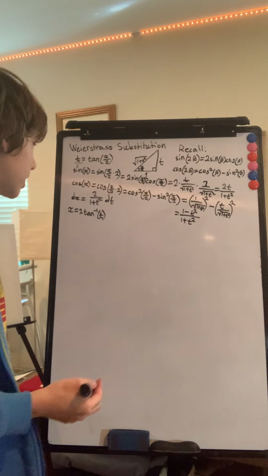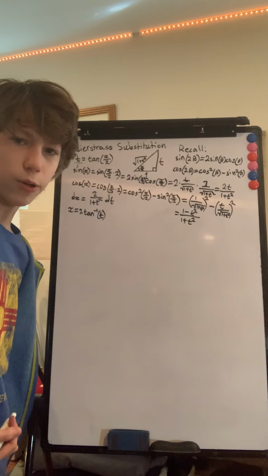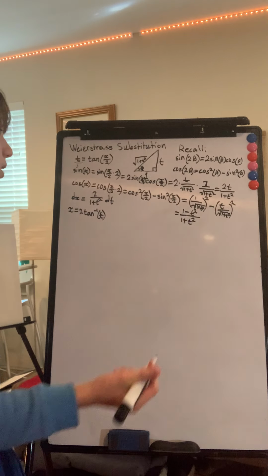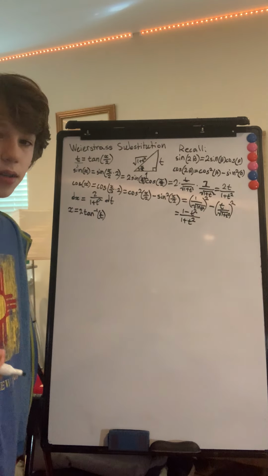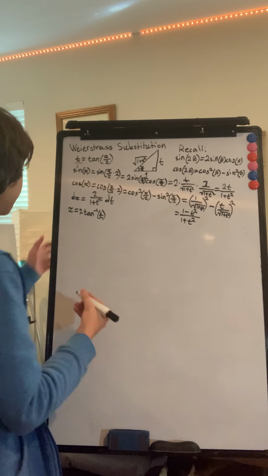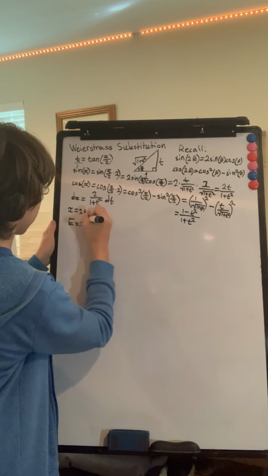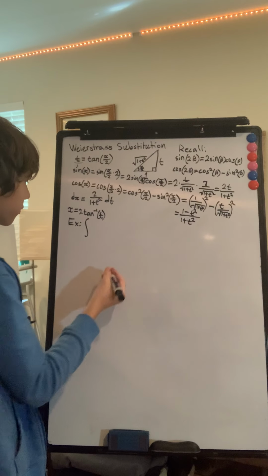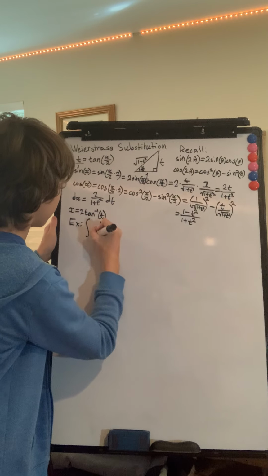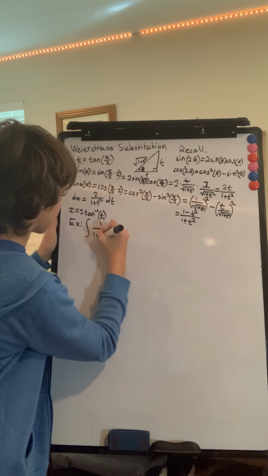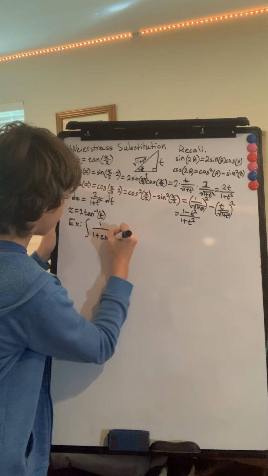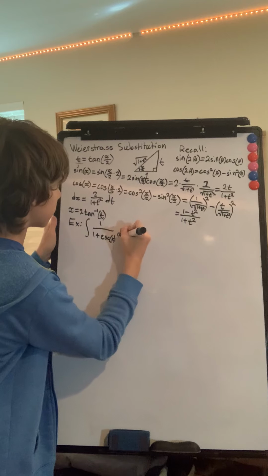Now let's take a look at our example. We're just going to be doing one example for now. I might make another video where we do a few more, potentially, but we'll see. So we'll take a look at this example. What is the integral of 1 over 1 plus cosecant of x dx?